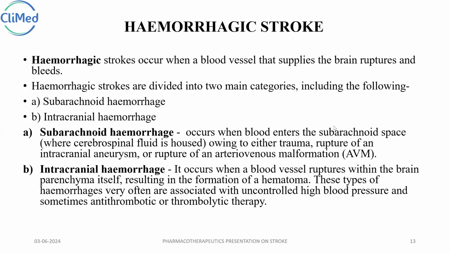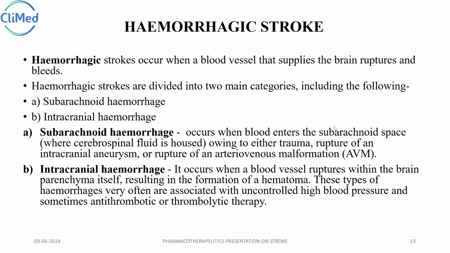The subarachnoid hemorrhage occurs when blood enters the subarachnoid space, that is the space between the brain and the tissue that covers the brain. So the bleeding is occurring in the space where the cerebrospinal fluid is housed. This may be due to trauma, or rupture of an intracranial aneurysm or AV malformations.